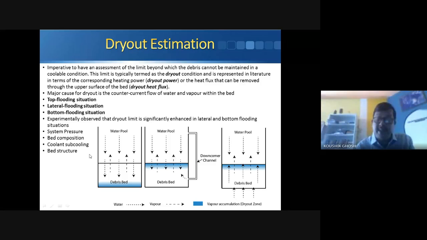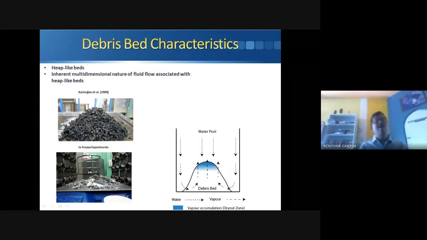Now, bed structure is another issue. What is the bed structure? You can see several experiments have been done, and this porous bed is formed like a heap-like structure. So this is basically nuclear waste, debris, corium.